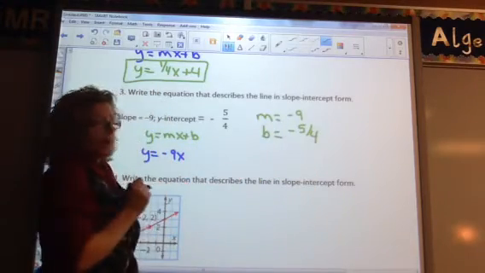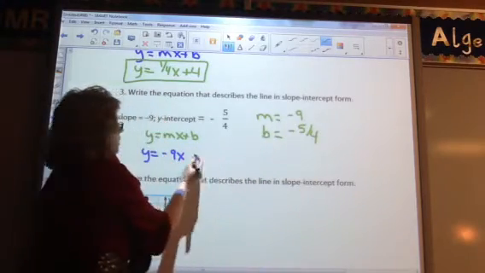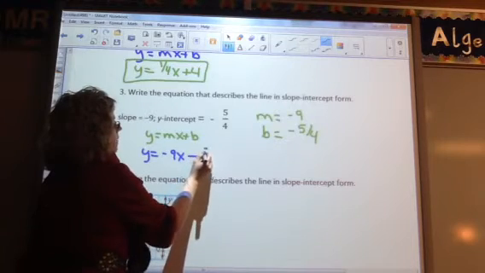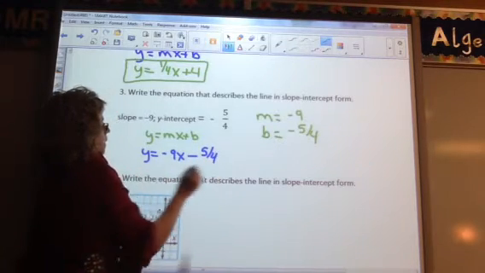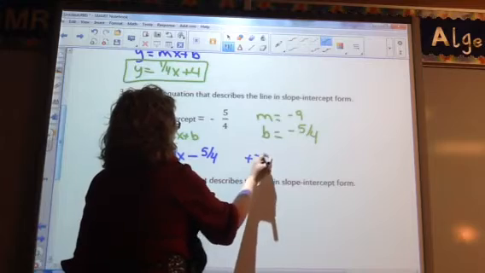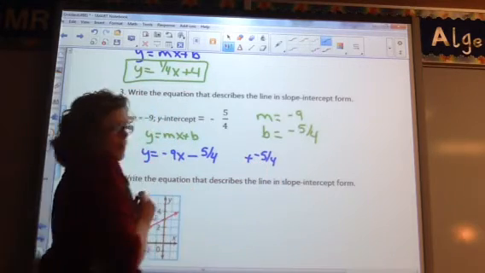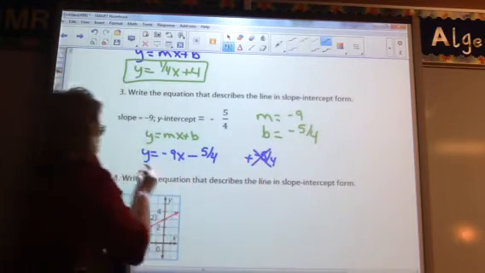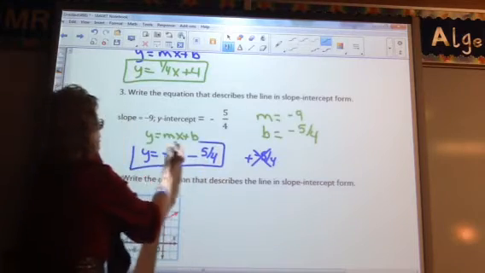Well, class, our y-intercept is -5/4, so I'm going to put -5/4. You don't want to have a plus -5/4. You don't want to have two signs right beside each other, okay? So right here's my equation in slope-intercept form.